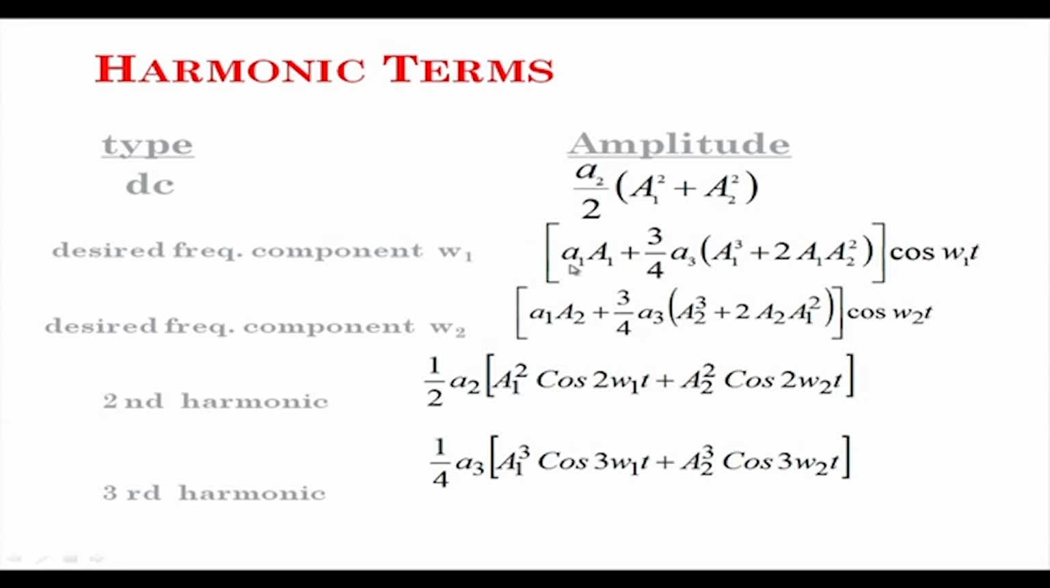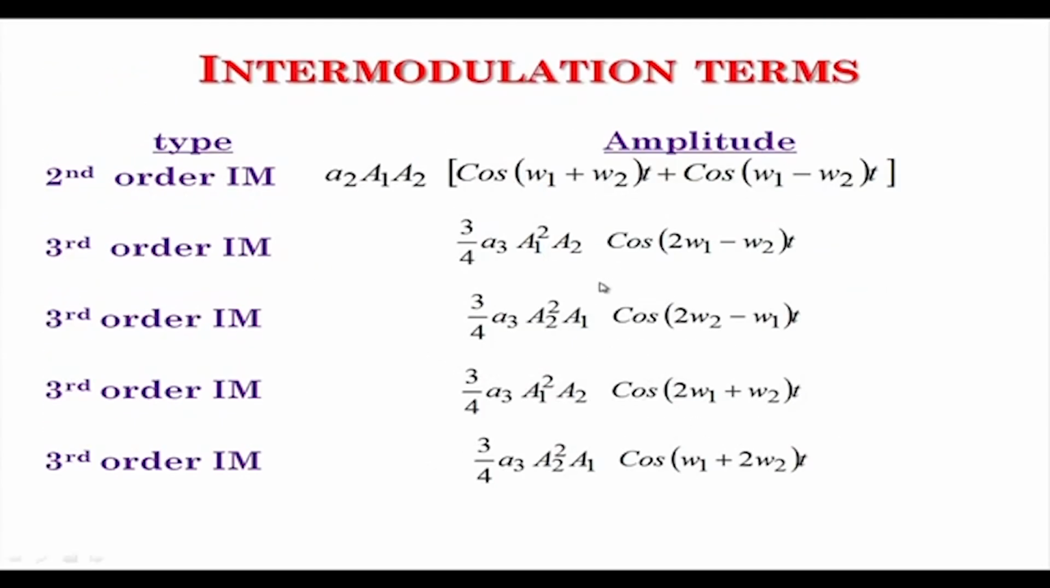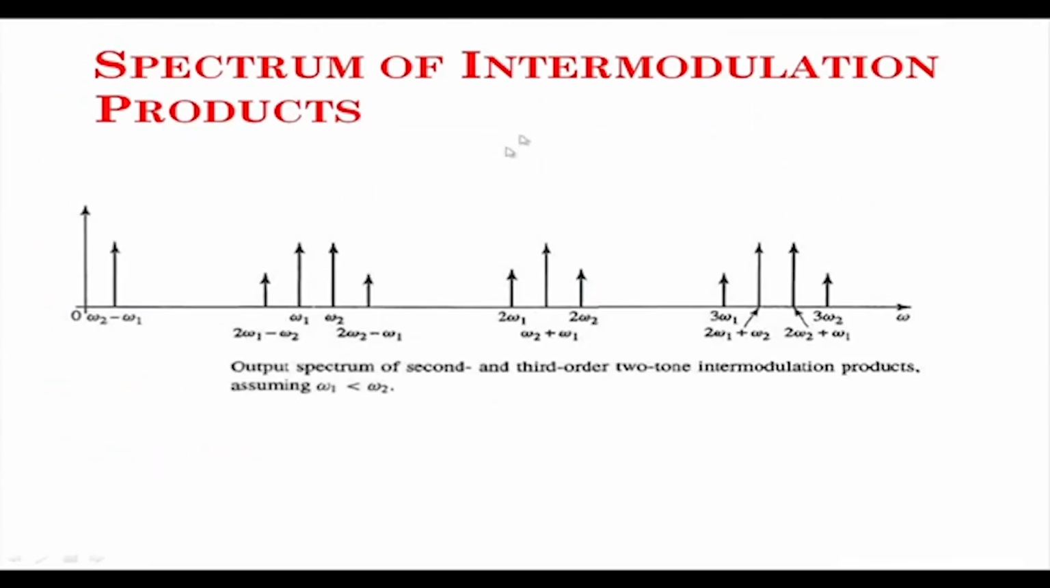In harmonics, I have A1, etc., A3, etc. This is the desired component. In harmonics, you have A2 into this. In third harmonic, you have this. Then in intermodulation, you have this. And if you see the spectrum of intermodulation products, you see that my actual desired frequencies are omega 1 as well as omega 2, because this is my actual band.